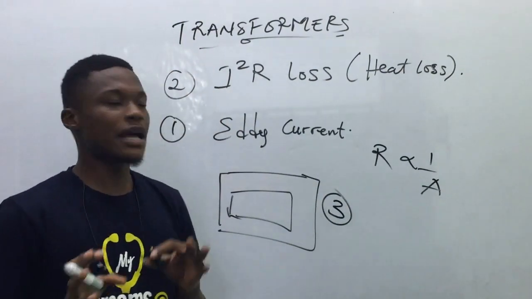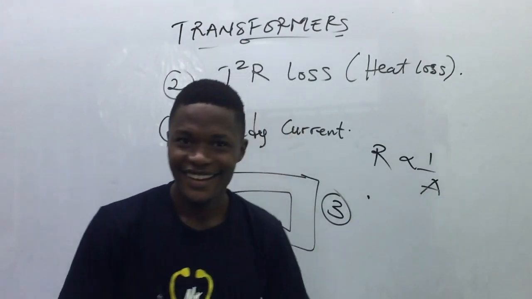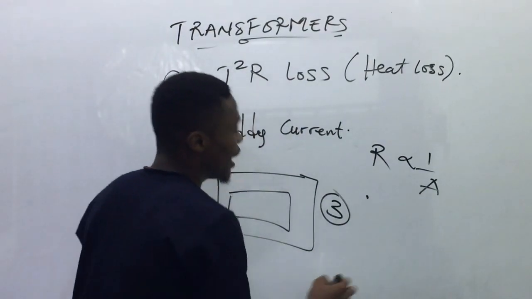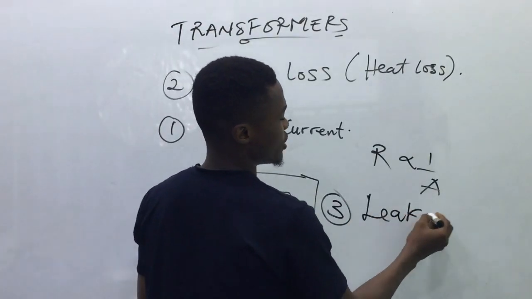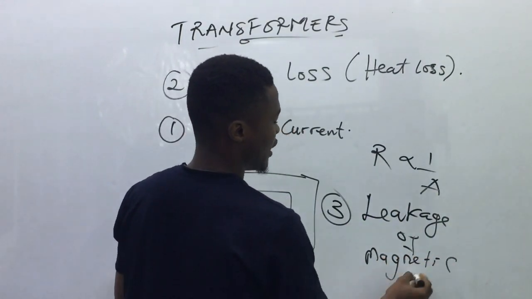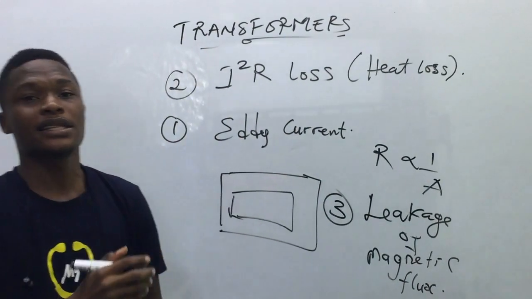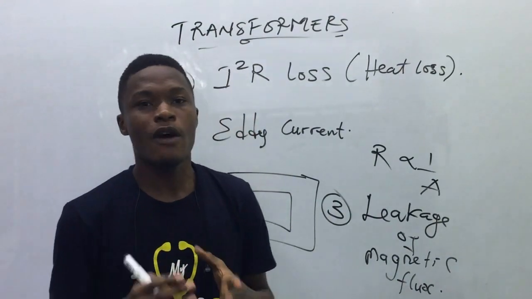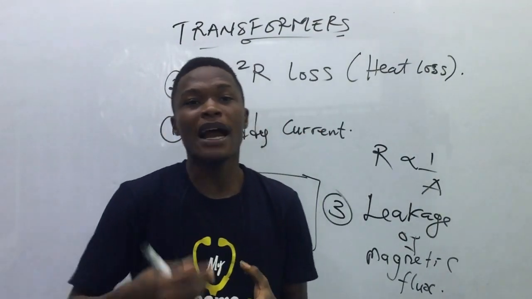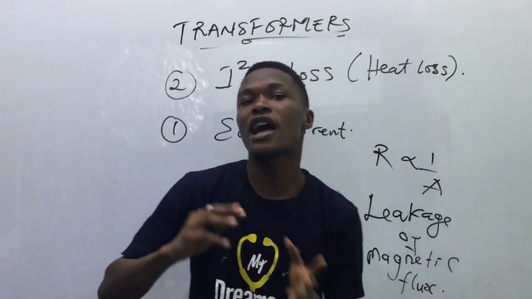Another source of energy loss in the transformer is what we call the leakage of magnetic flux. The leakage of magnetic flux is the third form of energy loss in the transformer. Remember I told you that in the operation of a transformer, whenever we pass a voltage through the primary coil, the voltage we pass will induce a changing magnetic flux in the primary. This changing magnetic flux is transferred to the secondary coil, which will now produce a current.